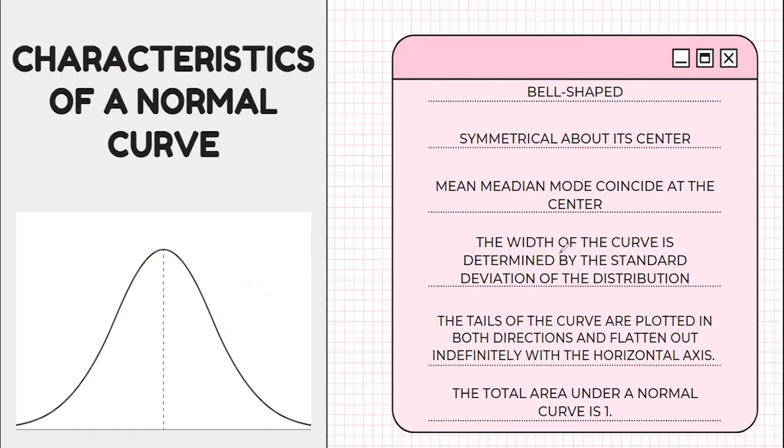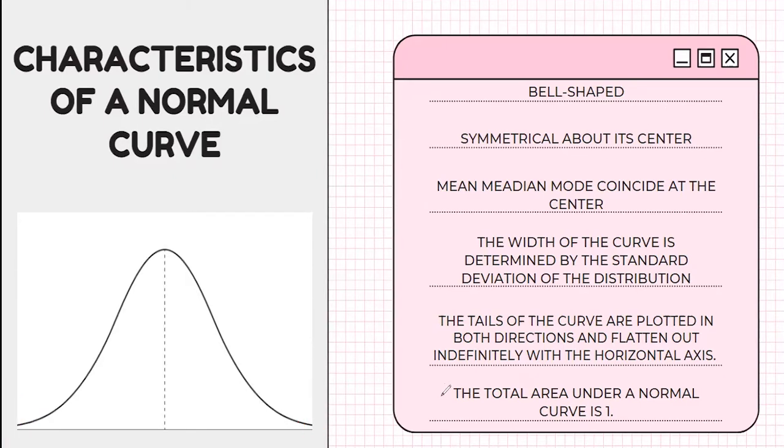Fourth, the tails of the curve are plotted in both directions and flatten out indefinitely along the horizontal axis. So here are the tails. The tails are thus asymptotic to the baseline. A portion of the graph that is asymptotic to a reference axis or another graph is called an asymptote, always approaching another but never touching.